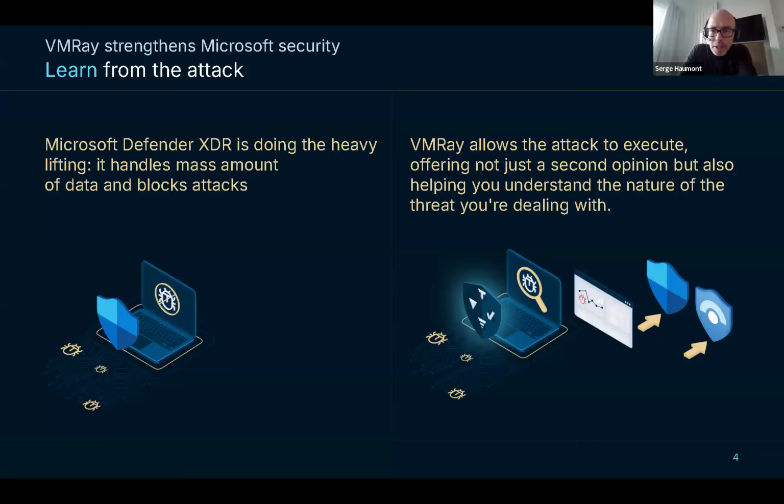Yes. So if you look at what Microsoft is doing, it's doing great work at protecting you. It has many layers. It can handle a massive amount of information. It can detect and block the attacks. But when it blocks the attacks, you lose visibility into what the attacker will do next. So what VMRay can do, where it can help, is that it actually lets the attack run.